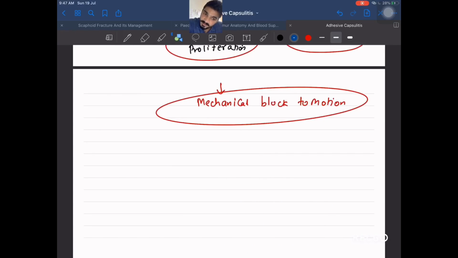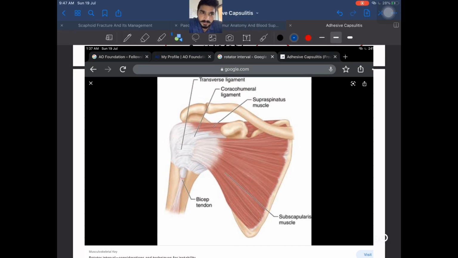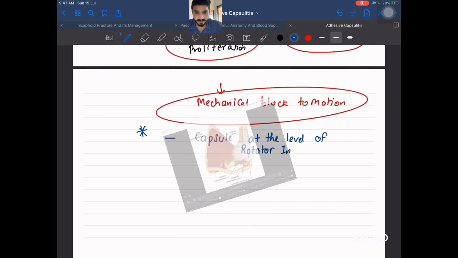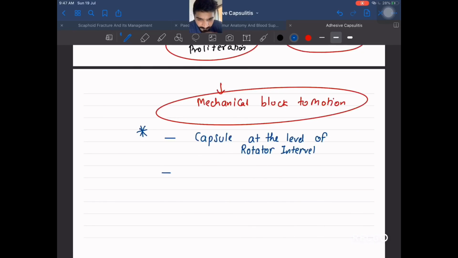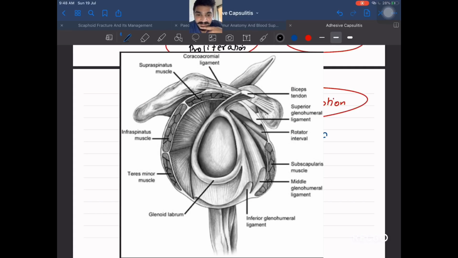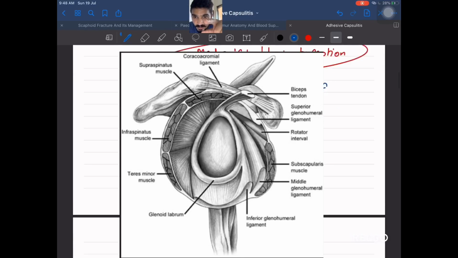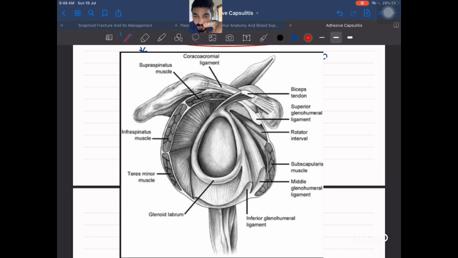Regarding the capsuloligamentous structure, it is mainly the coracohumeral ligament which is involved, and the capsule at the level of the rotator cuff interval. See, the rotator cuff interval is a very important area in case of a shoulder joint. Now, look at the image. In this image, we can see the various ligaments and the capsule. In the ligaments, we can see the coracohumeral, superior glenohumeral ligament, middle and the inferior glenohumeral ligament, which has two parts, anterior as well as the posterior part. This is the capsuloligamentous structure.